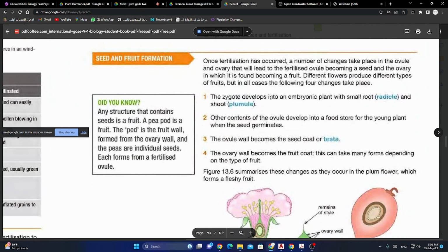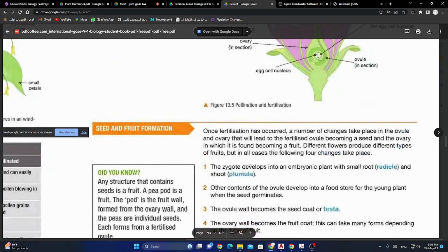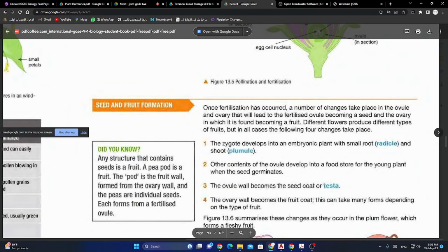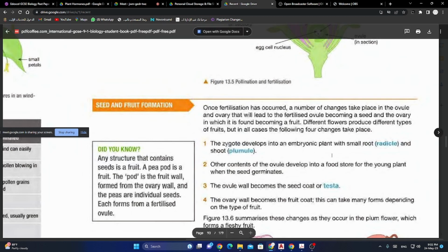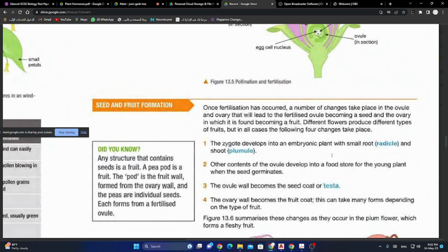So first, the zygote. Okay, they're explaining how a seed is formed now. Once fertilization has occurred, a number of changes take place in the ovule and ovary. Okay, so here they're just mentioning the ovule becomes the seed and the ovary becomes the fruit, right?